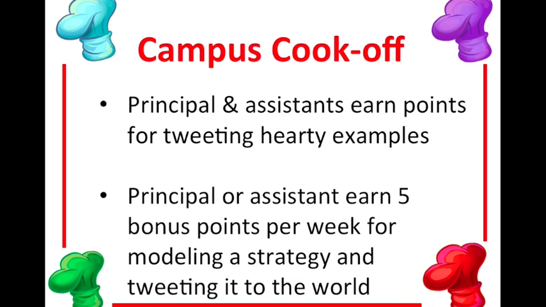Don't forget that we're having a campus cook-off, and we have our teams of blue, purple, red, and green. And the principals will earn points by tweeting hearty examples. So principals and assistants, find the best hearty examples you have, tweet those out, and we'll count up the points for the cook-off. We also have bonus points where the principal or the assistant can earn 5 bonus points per week for modeling a strategy and tweeting it out to the world. So model away, head chefs, and let us see your best stuff.